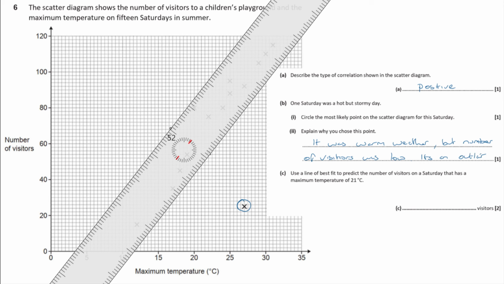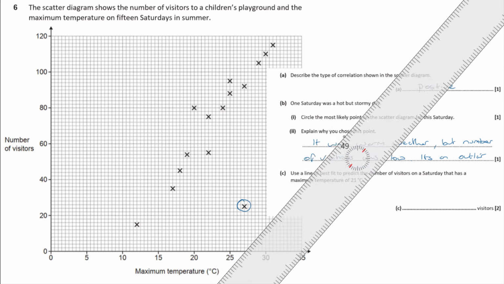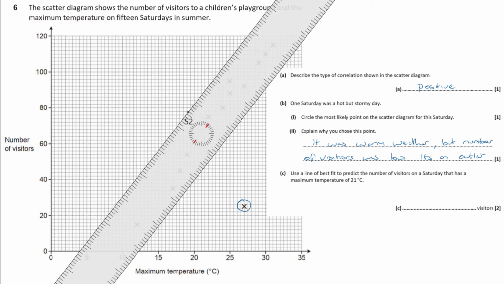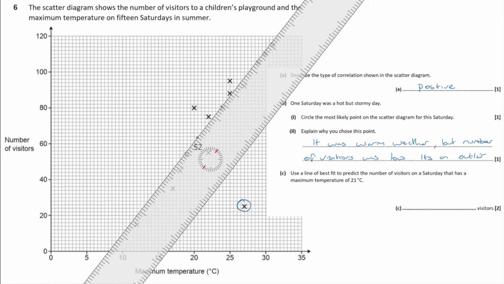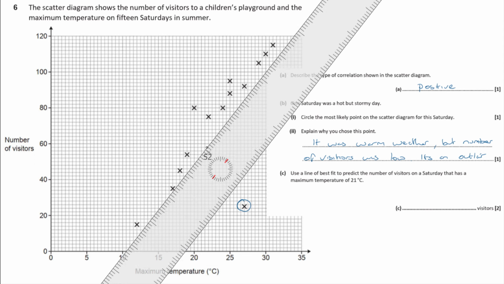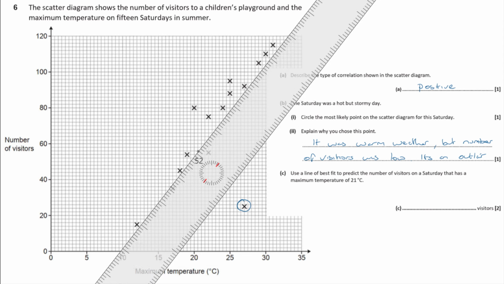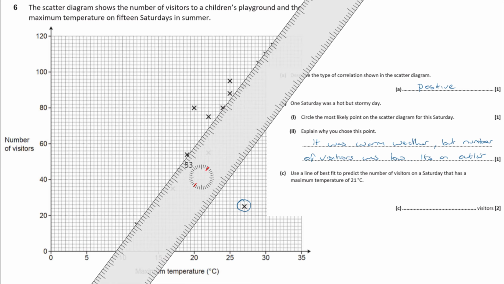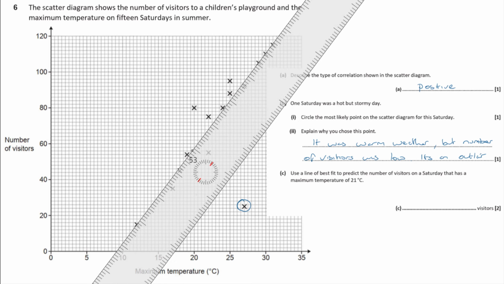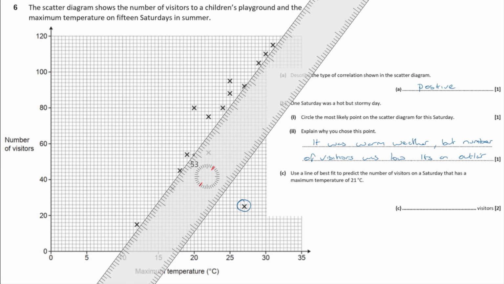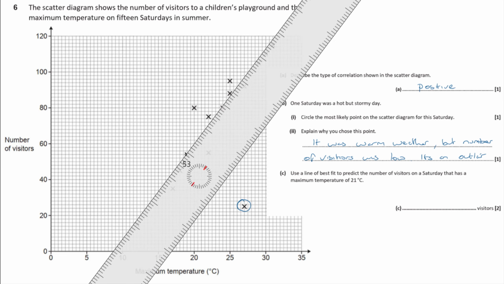Okay. Use a line of best fit to predict the number of visitors on a Saturday that has a maximum temperature of 21 degrees. Okay, so let's put the line of best fit in first. You can see it was roughly going up in a band like that, so I'm going to put my line of best fit kind of in the middle of that. Try and get the same number of points on either side of the line, kind of following the general trend up there. Look, I think that's looking good. I'm going to go something like that, I think.